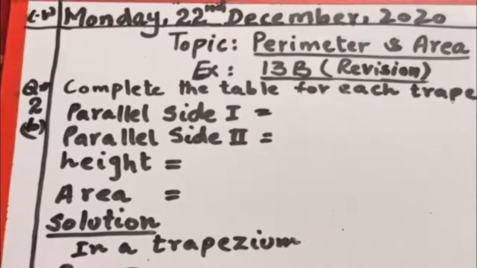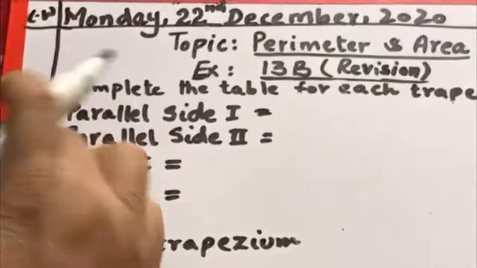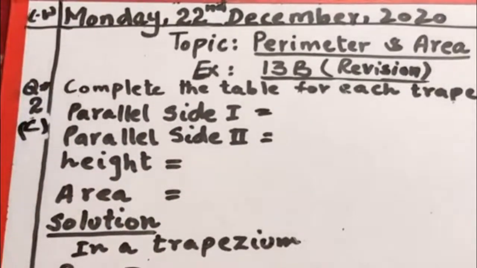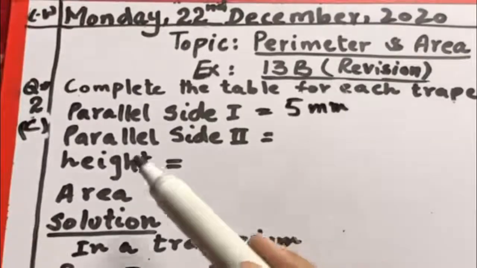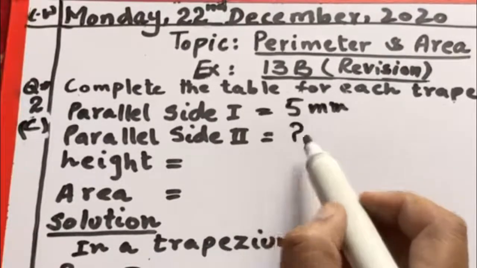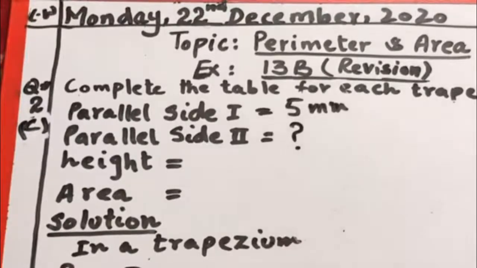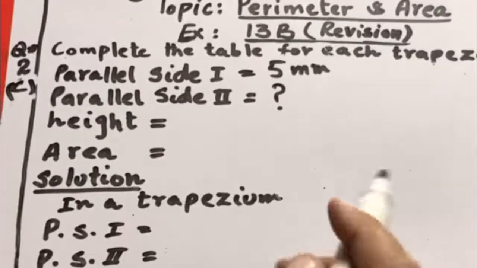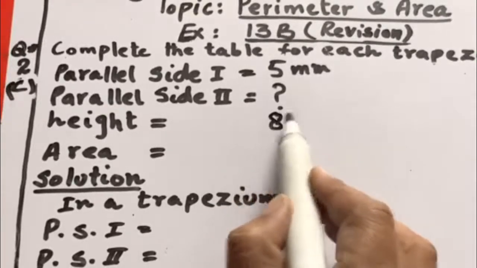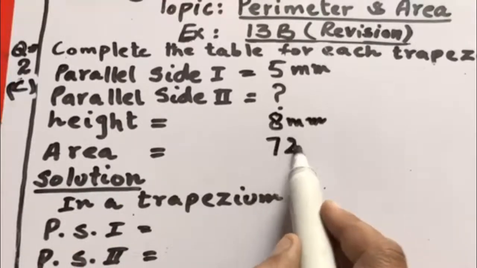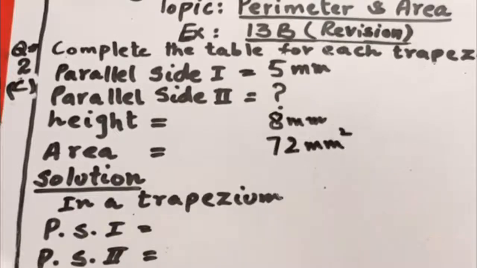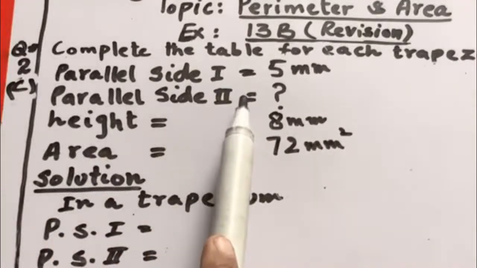Okay student, now we are going to solve the C part of question number 2, in which the parallel side 1 is given, which is 5 millimeter, and the parallel side 2 is missing, so we have to find the parallel side 2. The height of the trapezium is also given, which is 8 millimeter, and the area of the trapezium is also given, which is 72 millimeter square. So in this part of the question, we have to find the parallel side 2.